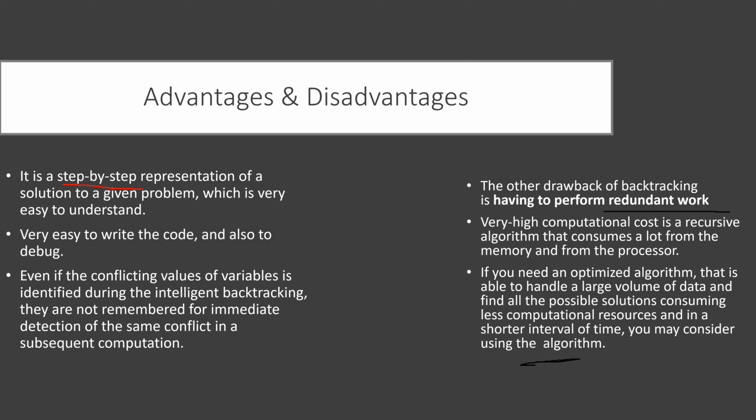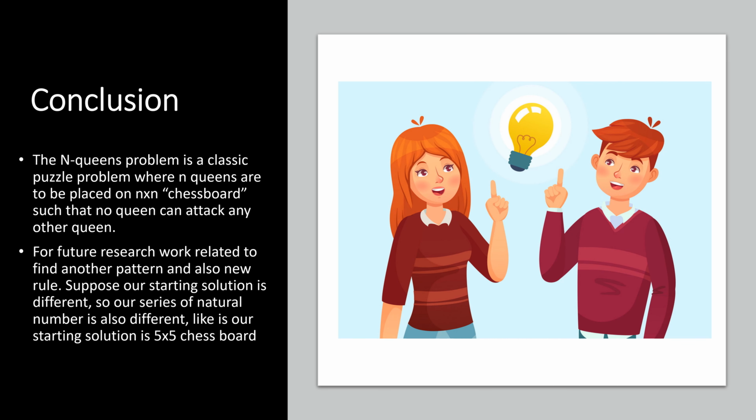Let's see what the major conclusion is. Let's jump into the conclusion. A conclusion about N Queens is that it is a classic, an old thing of the chessboard, playing with queens not attacking each other. I have mentioned Q1, Q2, Q3, Q4, etc.